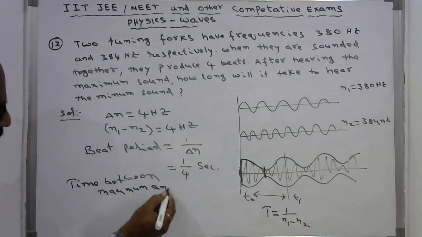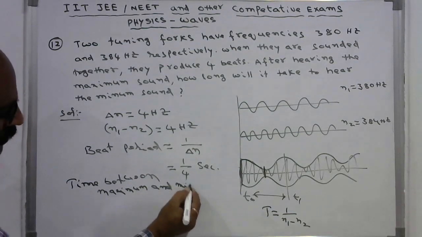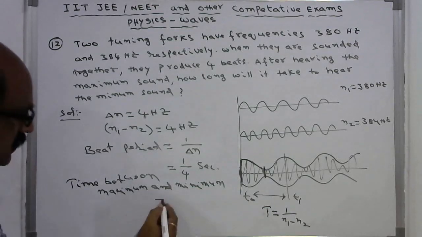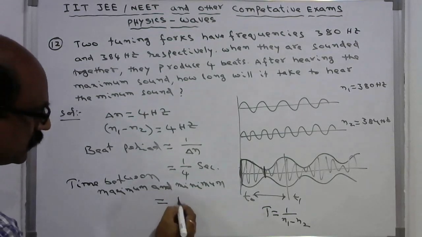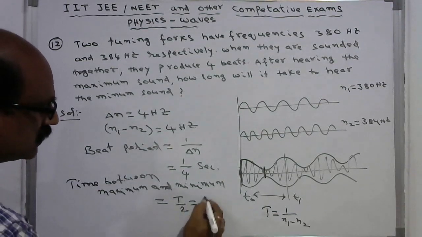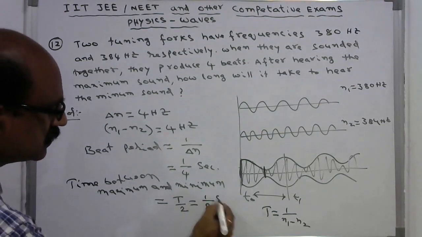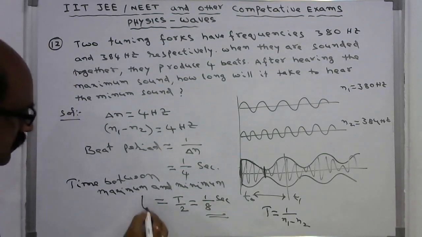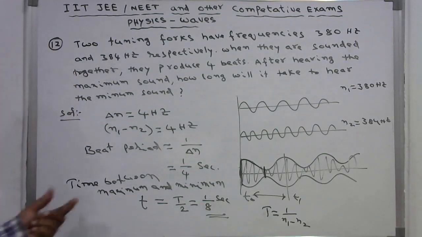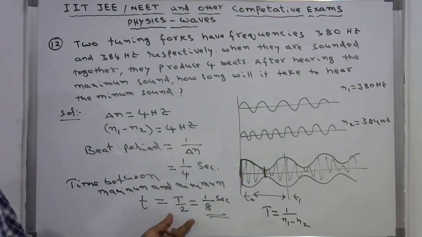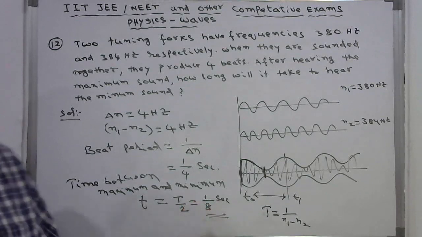Maximum and minimum. That is equal to T by 2. So I write here 1 by 8 seconds. So the time between the maximum and minimum is equal to T by 2. That is equal to 1 by 8 seconds.